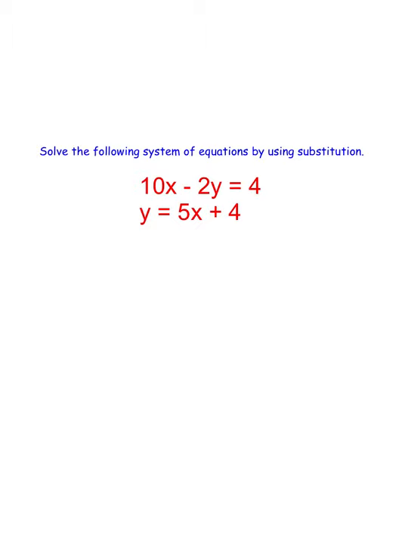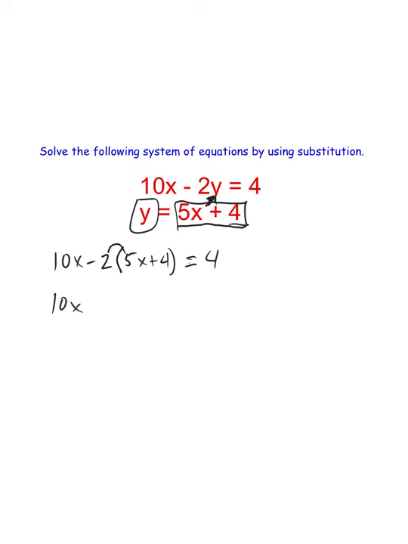All right. So here's one, again, where one of them is solved for y. Okay, so we can just go ahead and take that equation right here and substitute that in for y. So, well, let's rewrite that as 10x minus 2, and then in parentheses, 5x plus 4. Again, we're just replacing the y with this equation, equals 4. So there's our substitution. And I'll just work relatively quickly through this.